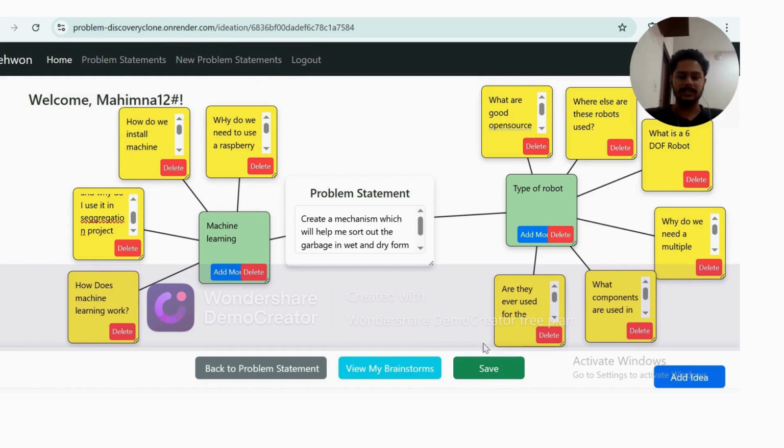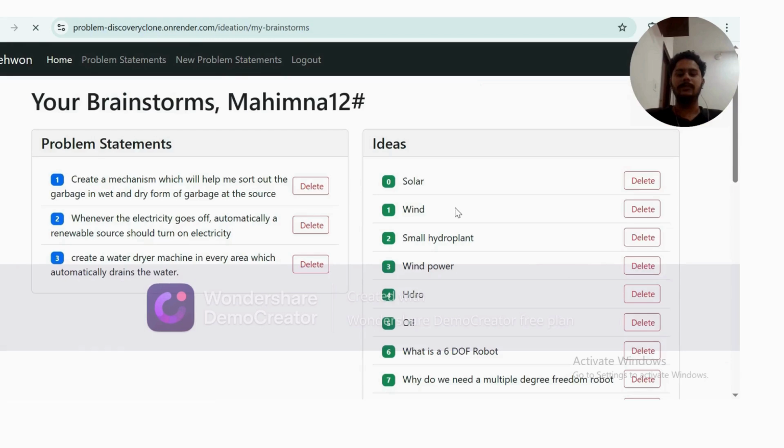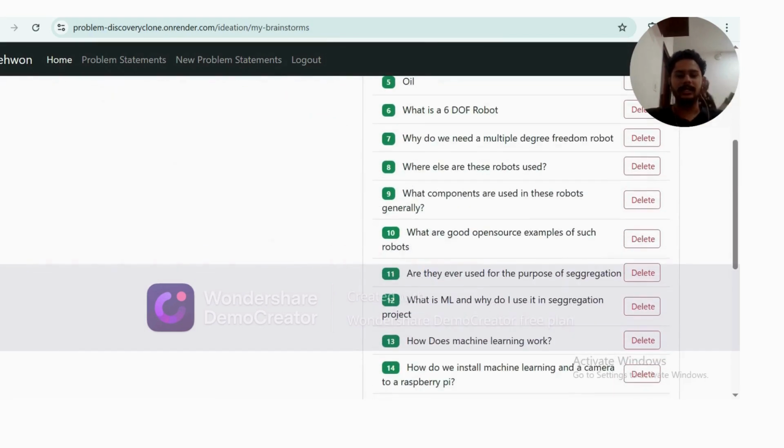So I'm going to save all of this. I just press the save button. For some time it shows me that it has been saved. Then I'll go back to view my brainstorms. And as you can see here, most of them are WH questions: why, what, where, how, when, who, right?